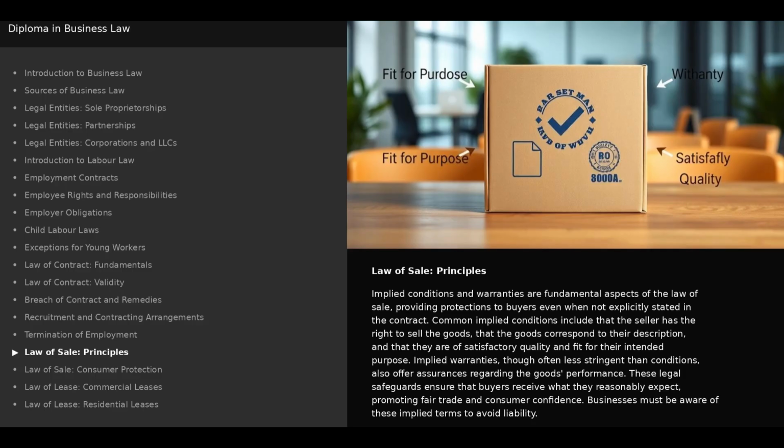Implied conditions and warranties are fundamental aspects of the law of sale, providing protections to buyers even when not explicitly stated in the contract. Common implied conditions include that the seller has the right to sell the goods, that the goods correspond to their description, and that they are of satisfactory quality and fit for their intended purpose. Implied warranties, though often less stringent than conditions, also offer assurances regarding the goods' performance. These legal safeguards ensure that buyers receive what they reasonably expect, promoting fair trade and consumer confidence. Businesses must be aware of these implied terms to avoid liability.